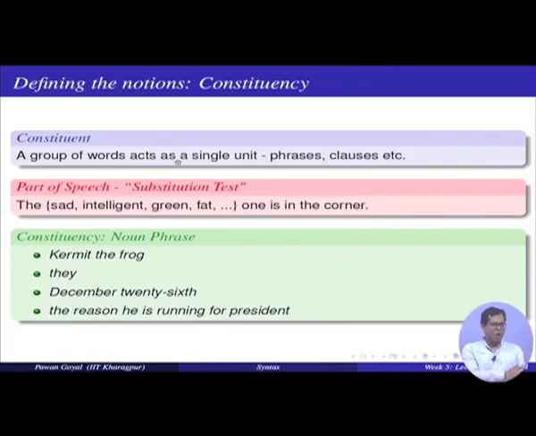So all these four things, Kermit the Frog, they, December 26th, the region he is running for president, all these are noun phrases, and they can occur in a given context. So for the substitution test, you can substitute any of these four noun phrases. And we will see an example where all these can come in a very similar context.